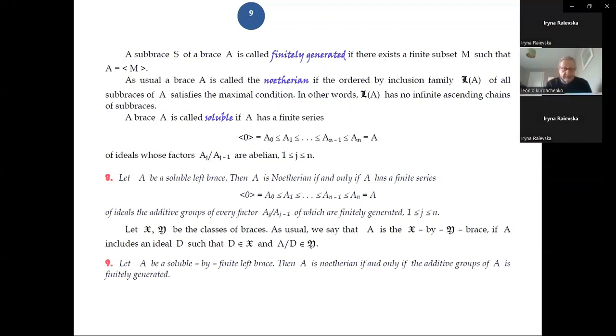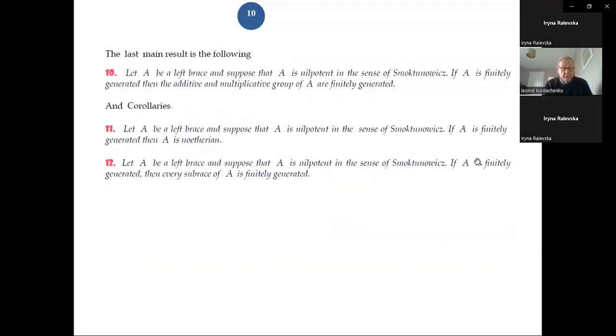And the next result is the following. Let A be a solvable-by-finite left brace. Then A is Noetherian if and only if the additive group of A is finitely generated.